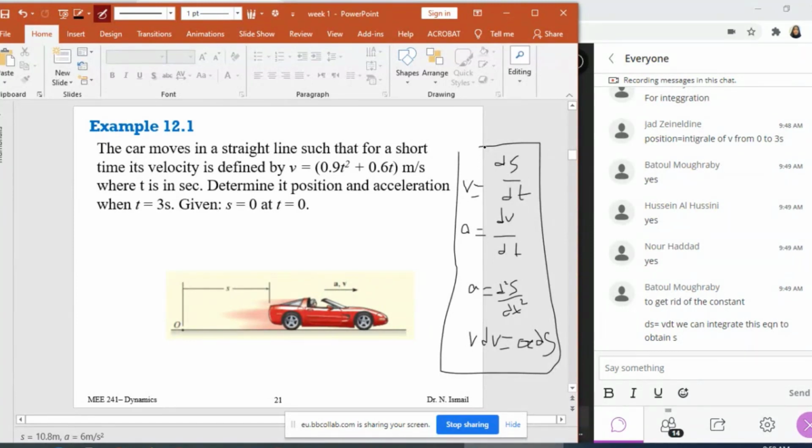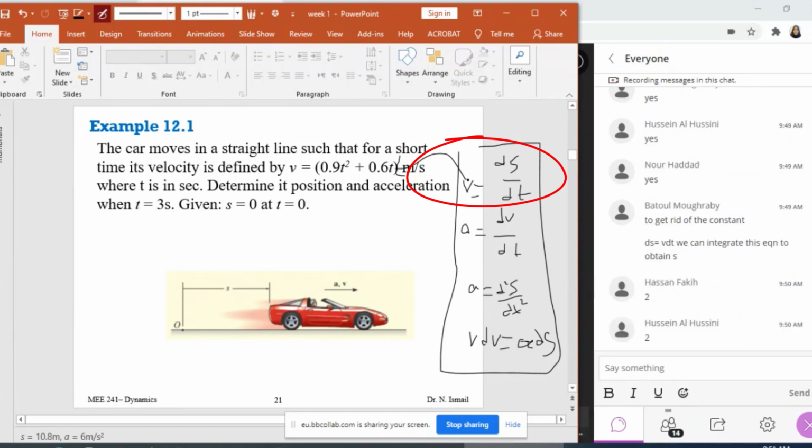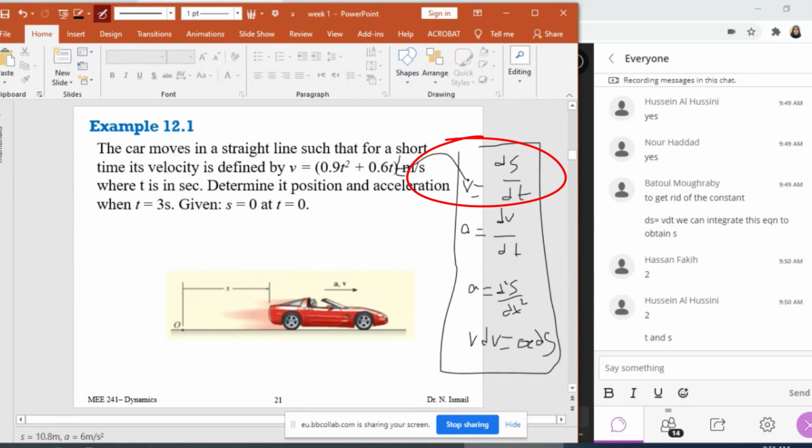All right, so Batul is saying I should use the first one, v = ds/dt. Yes, why? Because in fact, guys, this is a 3-variable equation, and I know the equation of v in terms of t. So if I substitute v by the equation in terms of t, I'm going to have an equation of how many variables? And what are these variables? 2. And they are s and t. Perfect, Hussein. If I use this equation and substitute v by its equation in terms of t, I can find s in terms of t. And this is the question.